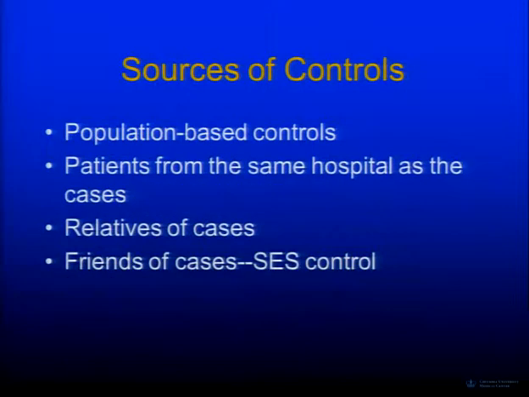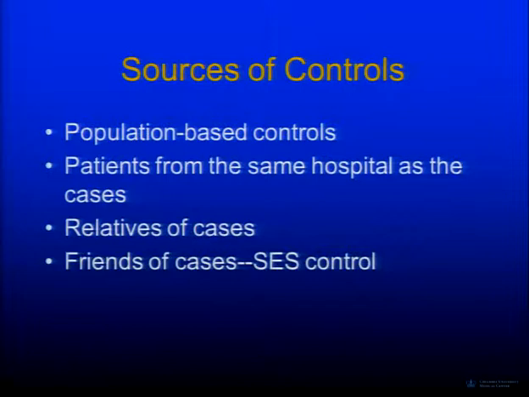And then the harder part is really trying to think about who is going to be your controls. So there are population-based controls. It could be patients from the same hospital as the cases, it could be relatives of cases, it could be friends of cases. And this we call a SES, or socioeconomic status, control. So we assume that if they're friends, they probably are somewhat similar in terms of their socioeconomic status. If you use relatives of cases, they might be fairly similar, but if there's any genetic component of the disease, it's not the best choice, obviously.